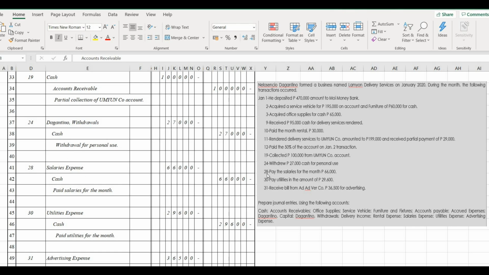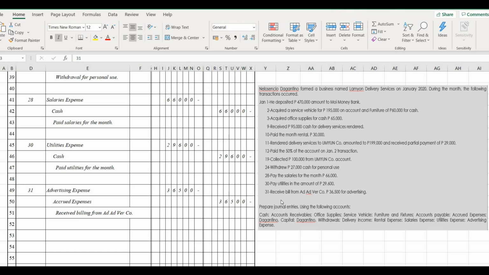Next, sa January 28, you have paid the salaries for the month, 66,000. So what you're going to do is you have to debit salaries expense and credit cash of 66,000 na same amount. So paid salaries for the month. Then your 30 transaction, pay utilities in the amount of 29,600. So this is it, no? You have to debit utilities expense and credit cash. So the amount is 29,600. So paid utilities for the month.